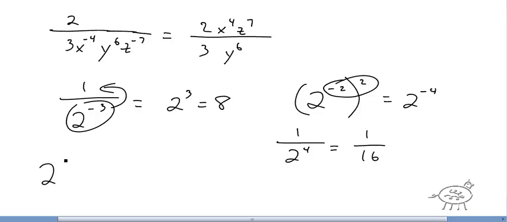What happens if I got 2 to the negative 2 to the negative 2? Well, that one's actually really nice because you multiply these together, so it's 2 to the 4th power, which is 16. Okay, that looks pretty reasonable. And let's see, what else?